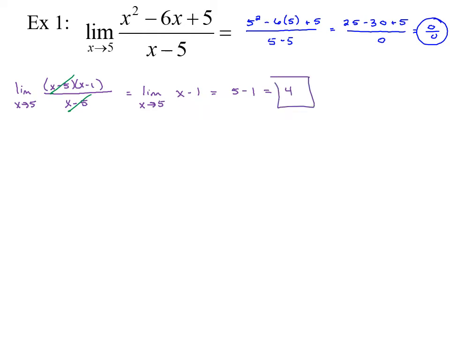Now what happens if you plug in and get 0 over 0 again? Well, then it means you didn't simplify right, or you've got to simplify a little bit further. So make sure you are careful when you're simplifying that you simplify as far as possible before plugging your value back in.